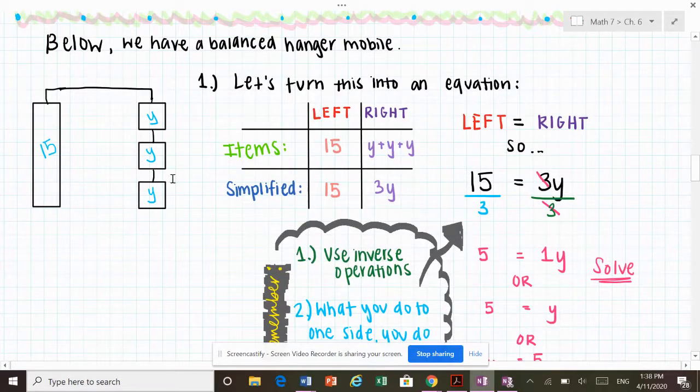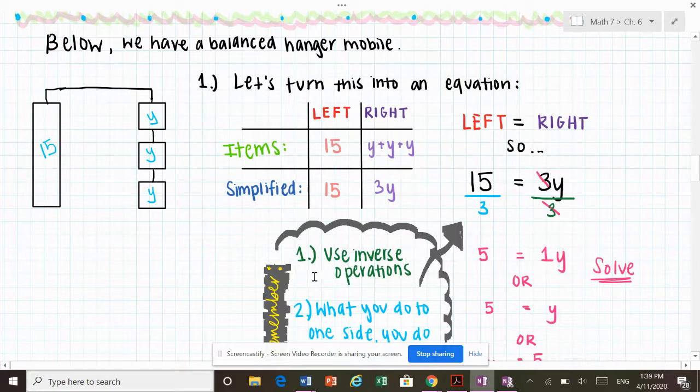So here we have this hanger diagram that we've also already seen. The left side has 15, the right side has y, y, and y. I also put this information into this table right here to better see my information. So the items on the left were 15, the items on the right were y plus y plus y. If I wanted to simplify this, 15 would stay the same, but y plus y plus y is also known as 3y. Because these two sides are both balanced, that means they're equal. So the left side is going to be equal to the right. So I could replace everything with 15 equals 3y.